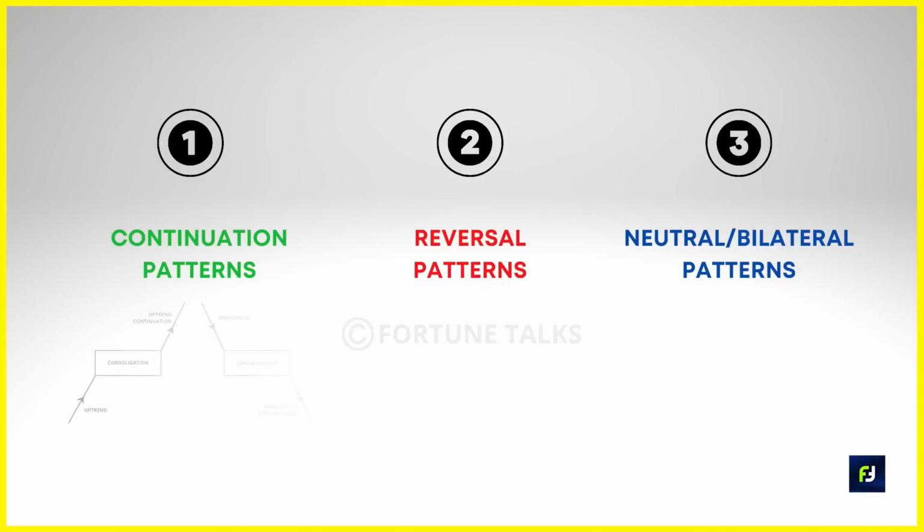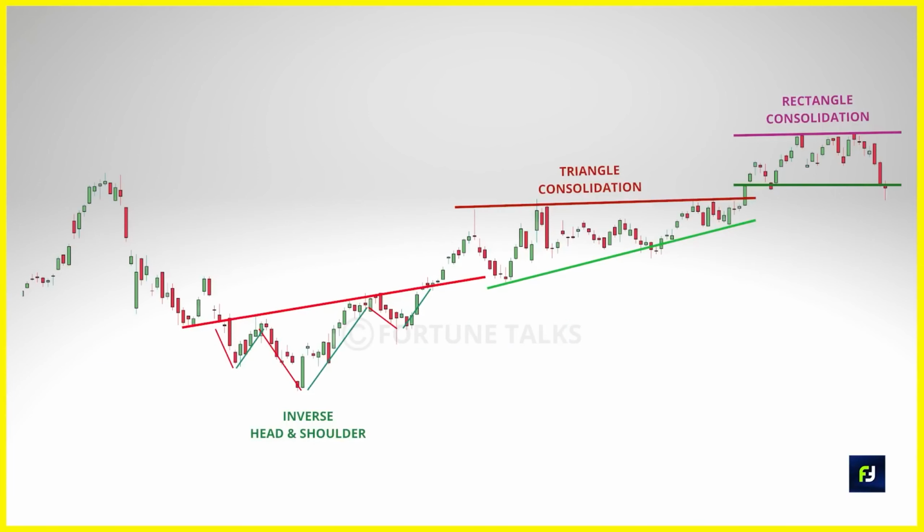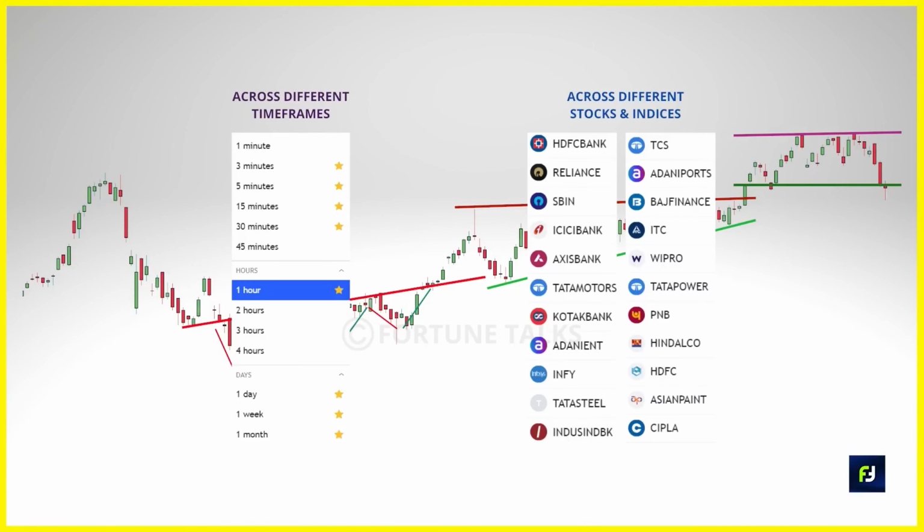We went from discussing continuation chart patterns, followed by reversal chart patterns, and finally we have talked about neutral or bilateral chart patterns. Now, I am assuming you know how to identify and trade these chart patterns in the market. But one of the hardest things about chart patterns is spotting them on charts across different stocks and indices. Think about it. Chart patterns show up in different time frames, from intraday time frames to daily or weekly or even monthly time frames, and that too across different stocks and indices.